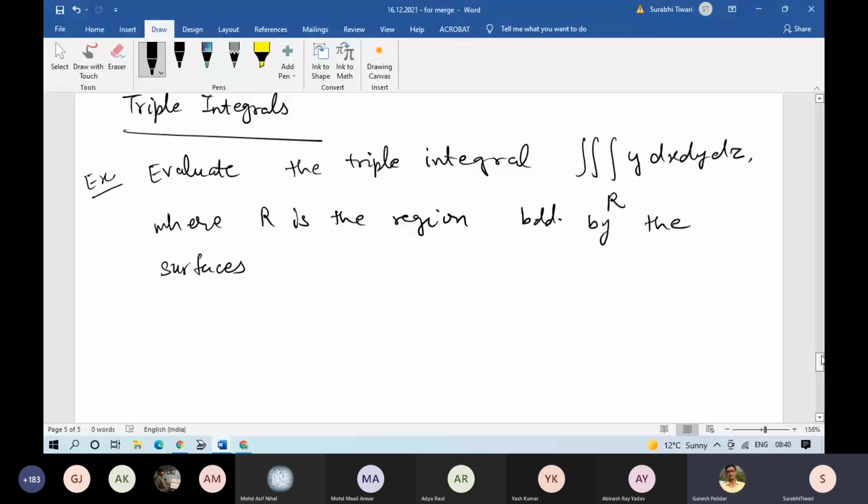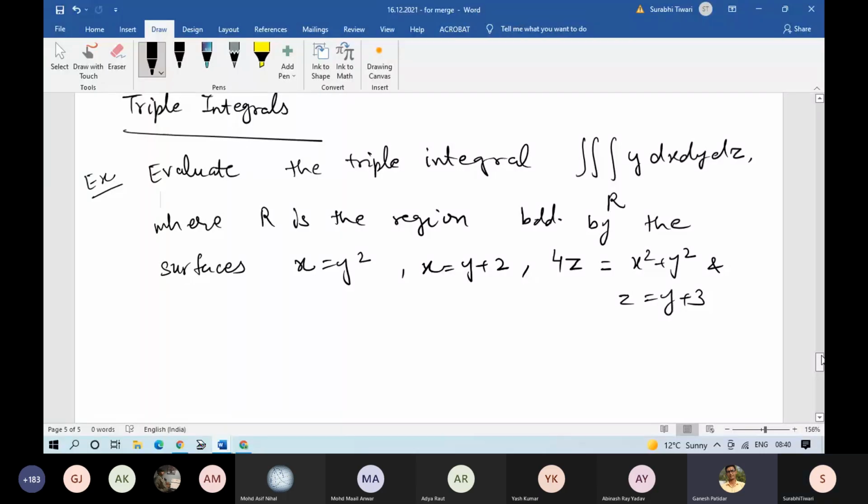Now the surfaces are x is equal to y square, x is equal to y plus 2, z is equal to x square plus y square by 4, and z is equal to y plus 3. So what we do, we take the projection of the, now these are in the xy, this is equal to 0 plane, this is in the z is equal to 0 plane, this is in all the axes x, y, z सब में है, and this is also there. So what we do, we take the projection of all these in z is equal to 0 plane, ठीक.